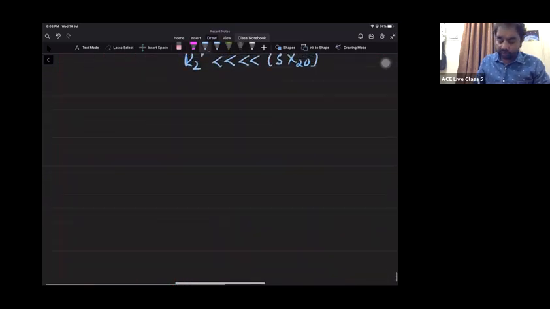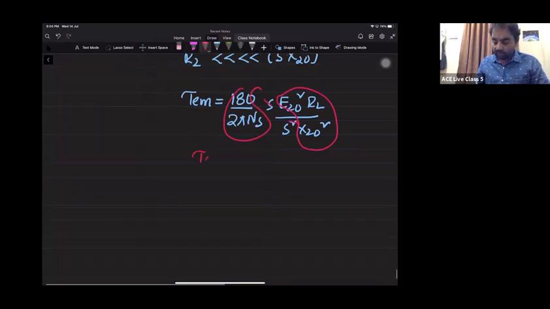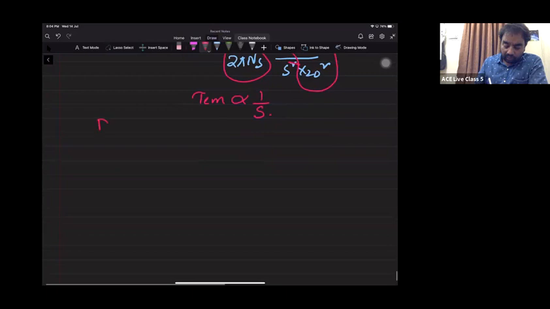So during high slip operation, can I say electromagnetic torque is equal to 180 by 2 pi ns, s E2 naught square into R2 by s square into X2 naught square. Here you can see these are all constants and s will get cancelled. So what is the relation we are having between torque and slip? Inversely proportional. During low slip operation, it is directly proportional, but during high slip operation, it is inversely proportional.